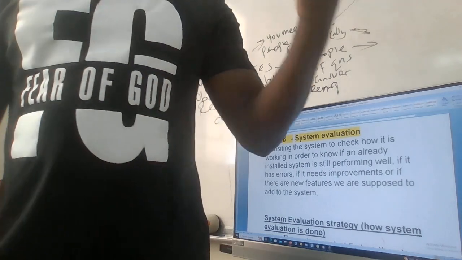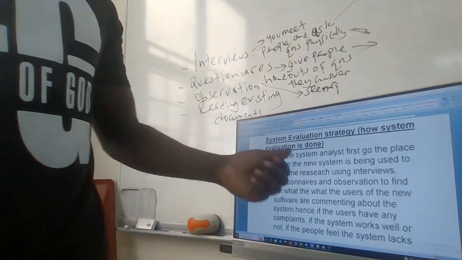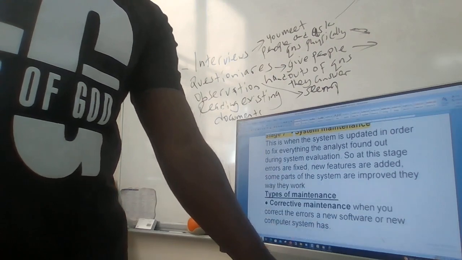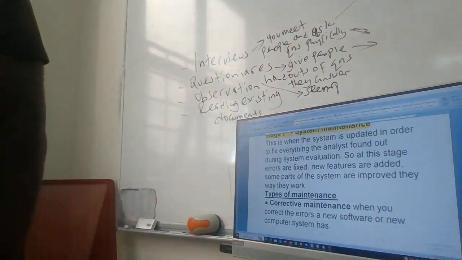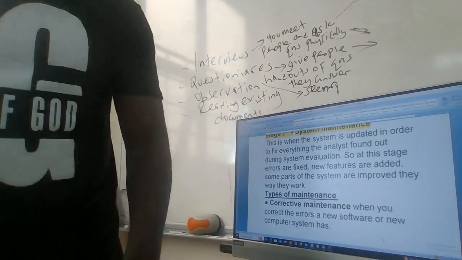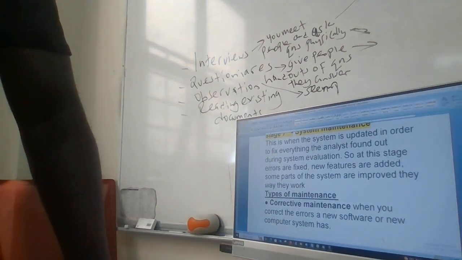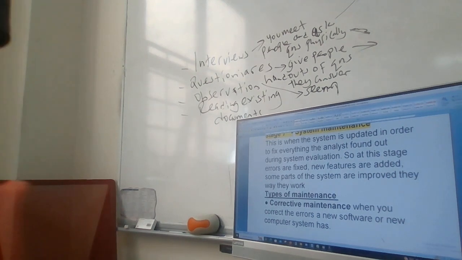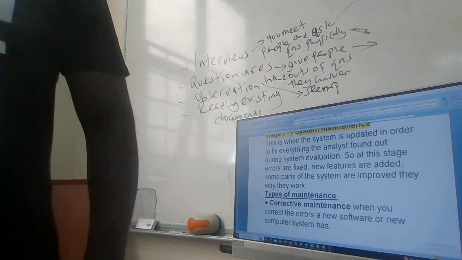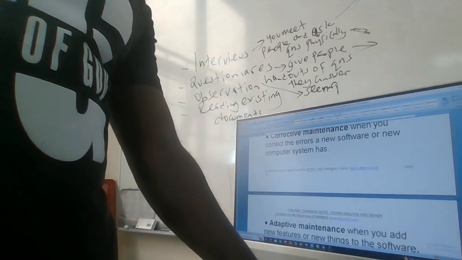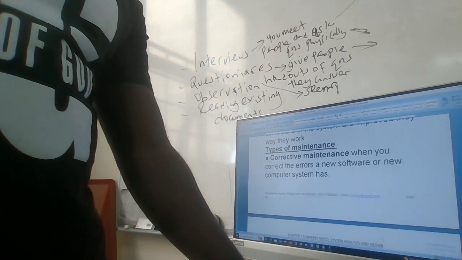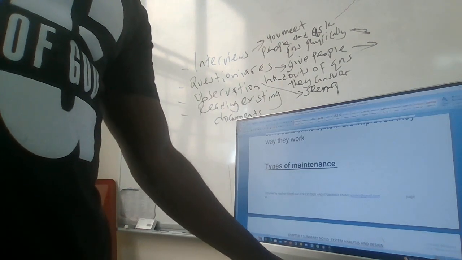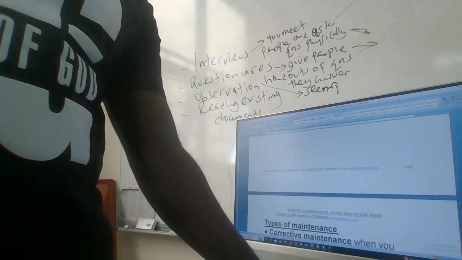Now, after doing that, we move to the last stage and we finish, which is called system maintenance. System maintenance basically means making changes or updates to the computer system. Now, which kind of changes? These changes are the ones that come from evaluation.